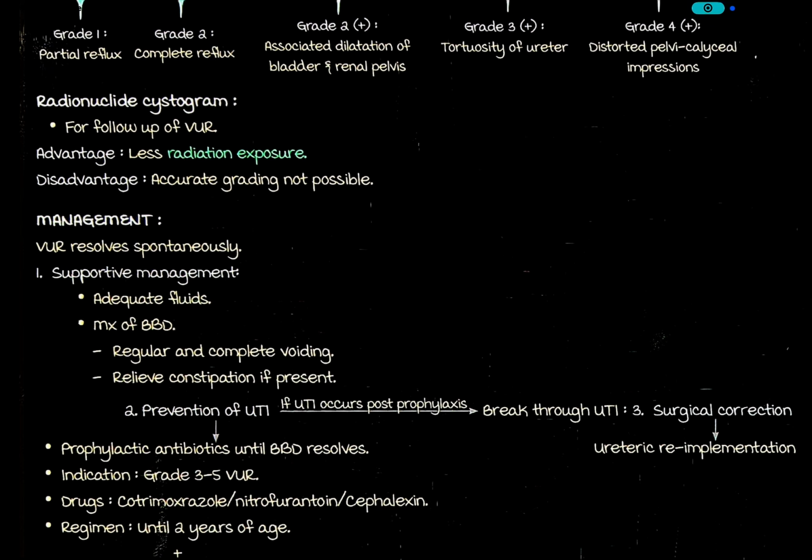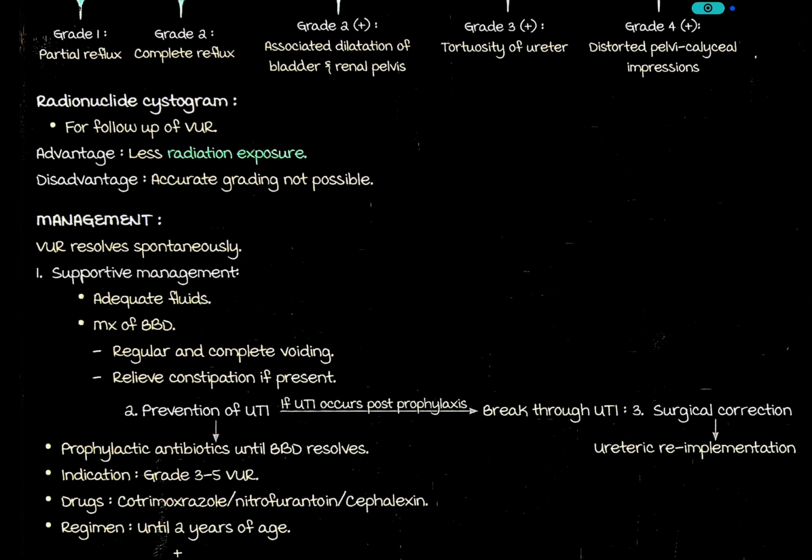Prevention of UTI. How do you prevent UTIs? Prophylactic antibiotics until bowel bladder dysfunction resolves. Indication: grade 3 to 5 vesicoureteric reflux, the higher grades.